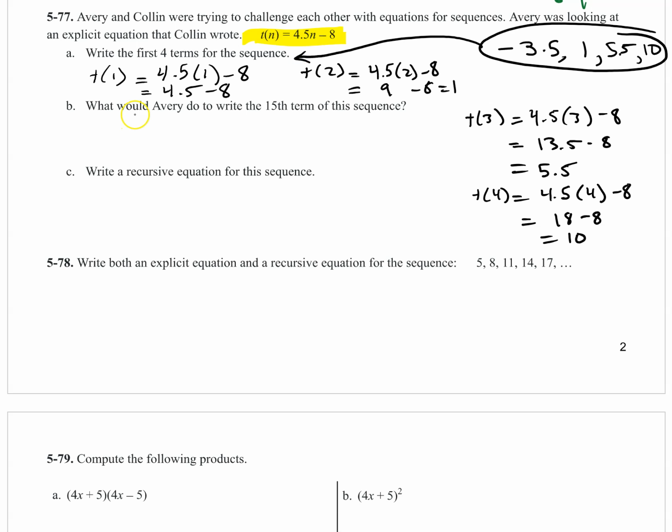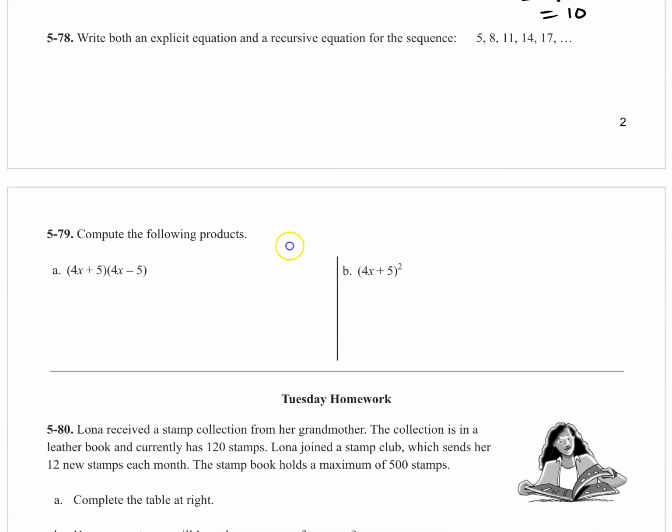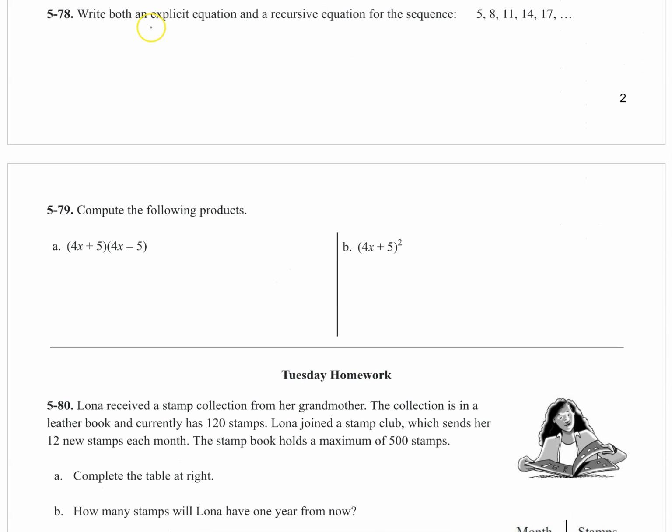Okay, what would Avery do to write the 15th term of this sequence? What number do you think you'd have to plug in? I'll let you answer that. 578. Write both an explicit equation and a recursive equation. So I think I'll let you write the explicit. I'll go for the recursive.